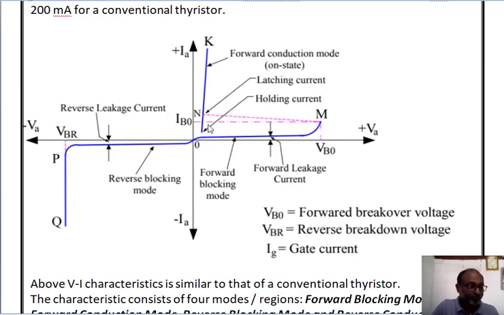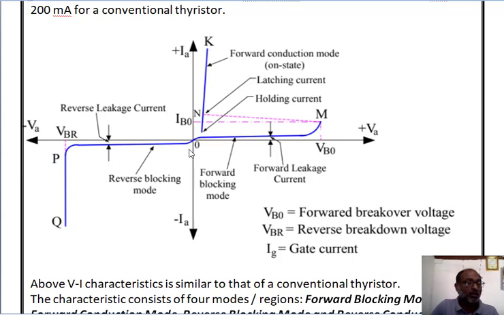Normally in a thyristor the value of latching current is 100 milliampere to 200 milliampere. But in the GTO the value of this latching current is 2 ampere. As shown in the VI characteristics of the GTO, it can be operated in 4 modes. First, forward blocking mode. Second, forward conduction mode. Third, reverse blocking mode. And fourth, reverse conduction mode.